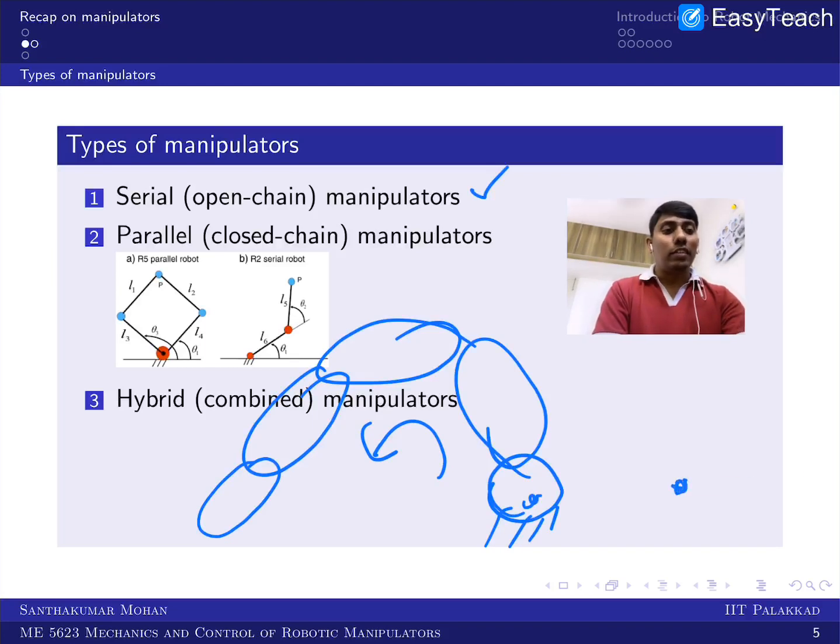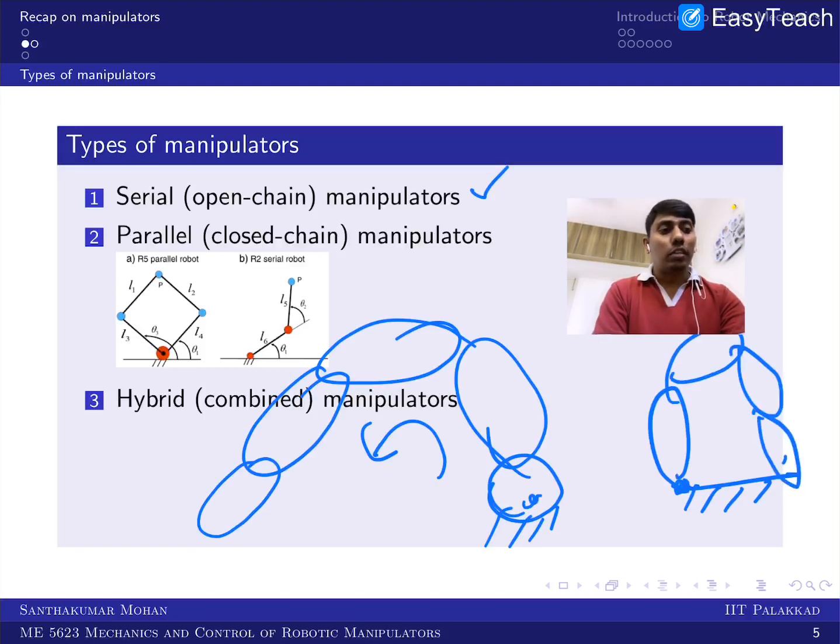Whereas in the other case, you have bodies forming a closed loop chain, so in the sense parallel, where two or more legs start from the base and make a combined action. This is what we call a parallel manipulator.